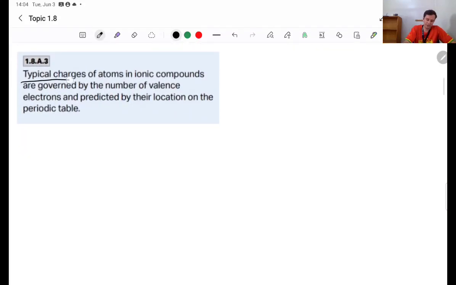This is the one that I think has a little bit more to it. It's basically applying this idea of ionization energies and seeing if you really understand it. This idea of 1.8.A3: typical charges of atoms in ionic compounds are governed by the number of valence electrons and predicted by their location on the periodic table.